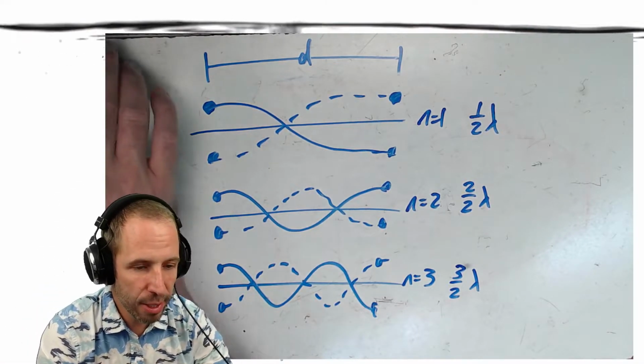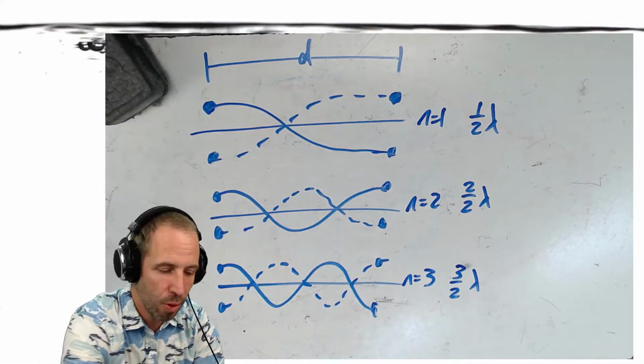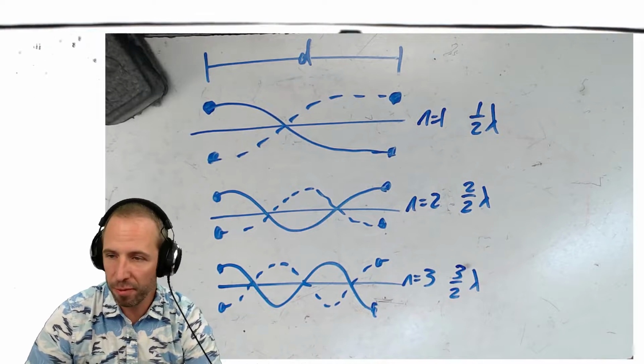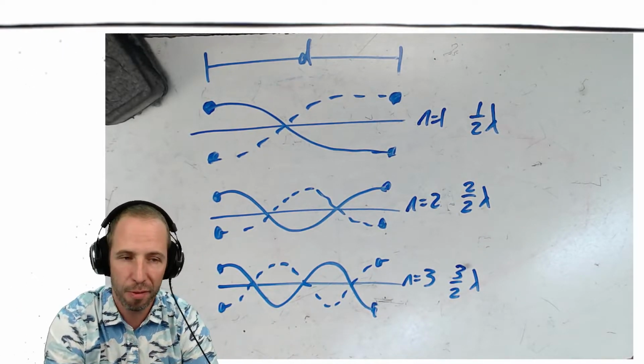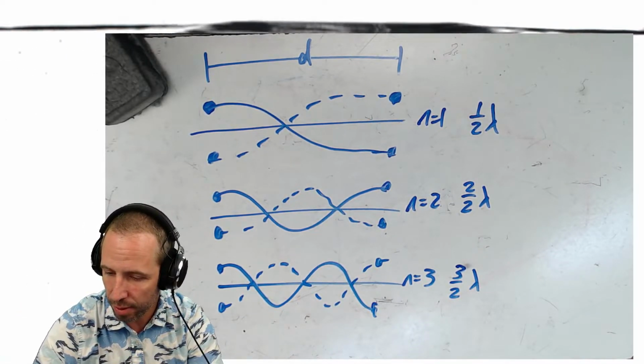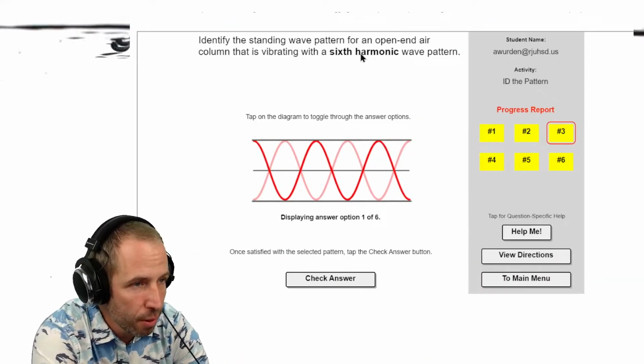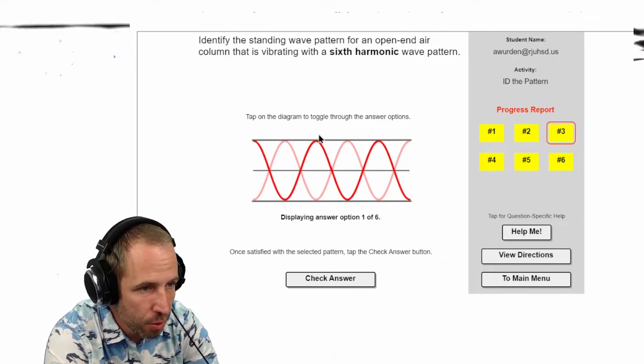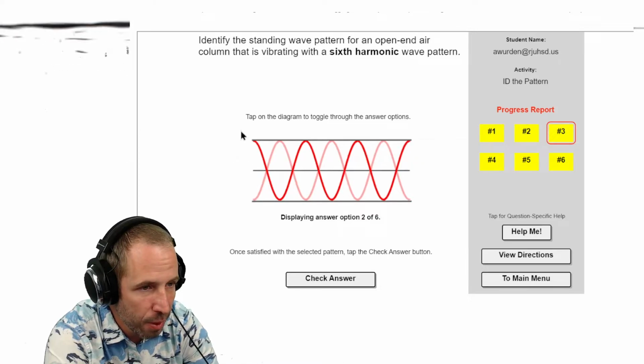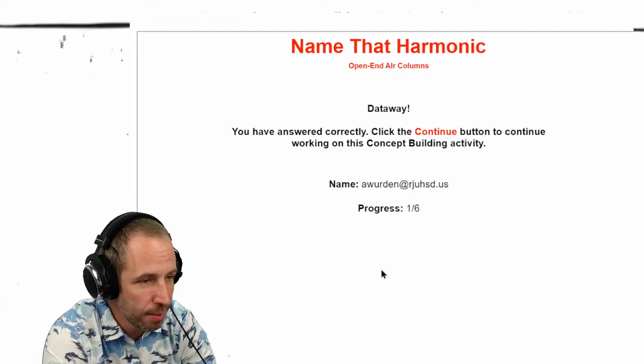So this pattern is really not that different than the ones with nodes at each end. It's just completely flip-flopped. It's offset. It's out of phase with the thing that we talked about earlier. So they're looking for the 6th harmonic. 1, 2, 3, 4, 5. Nope. 1, 2, 3, 4, 5, 6. Yep. Boom, easy.